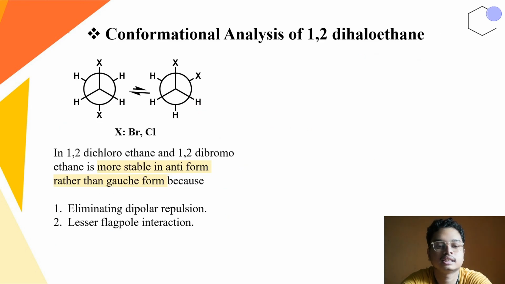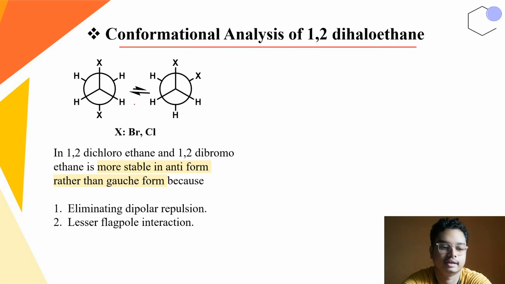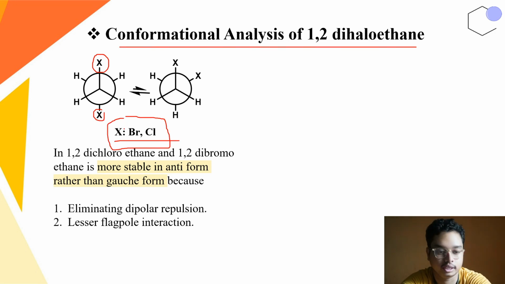So now let us do some conformational analysis of 1,2-dihaloethane. So 1,2-dihaloethane, we can say something like this, where these two X groups represent halogen, where X is strictly bromine and chlorine, not fluorine. In this type of compound, when the halogens are bromine and chlorine, the main dominating factor is the dipole, as well as the van der Waals interaction.